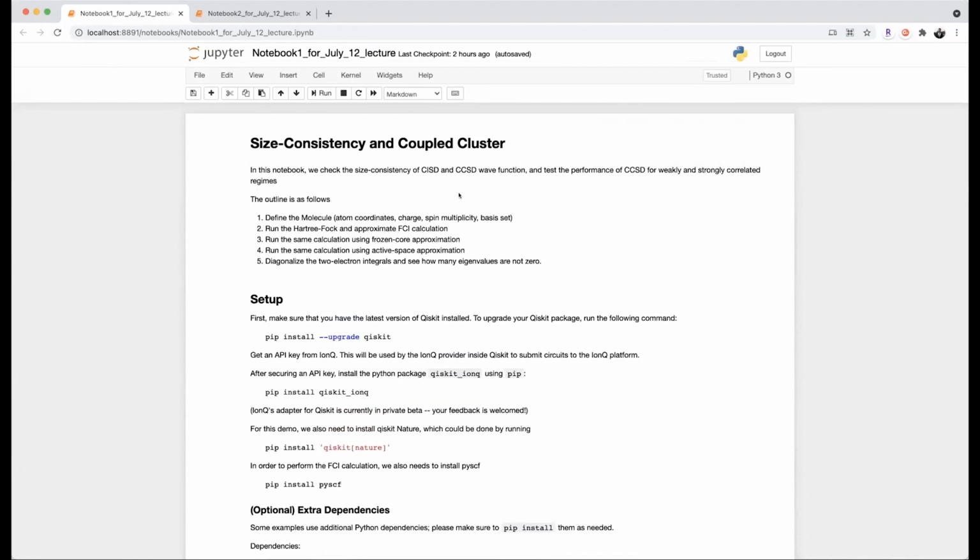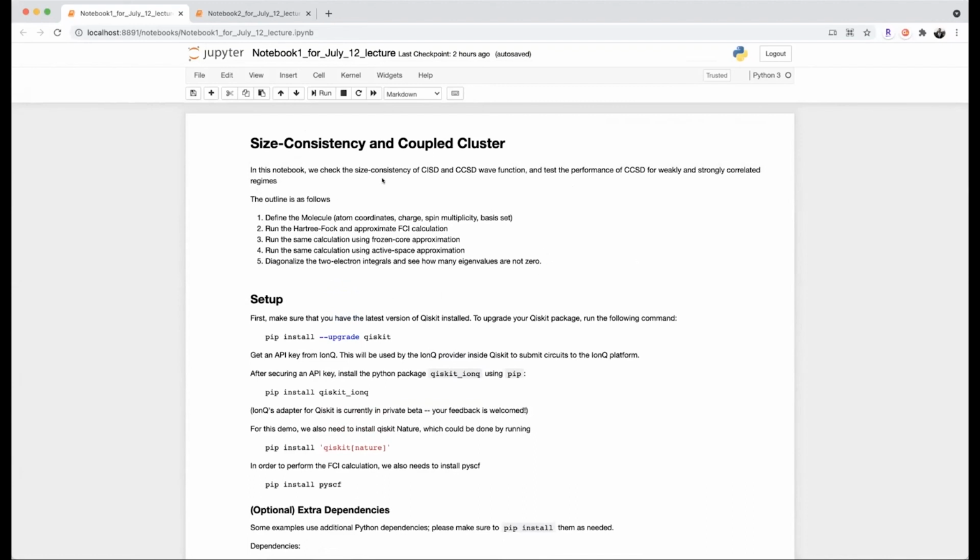All right, so let's look at the first notebook, which does not require a quantum computer. In this notebook, we'll check the size consistency of the CISD and the CCSD wave function, and then test the performance of CCSD for weakly and strongly correlated regimes.